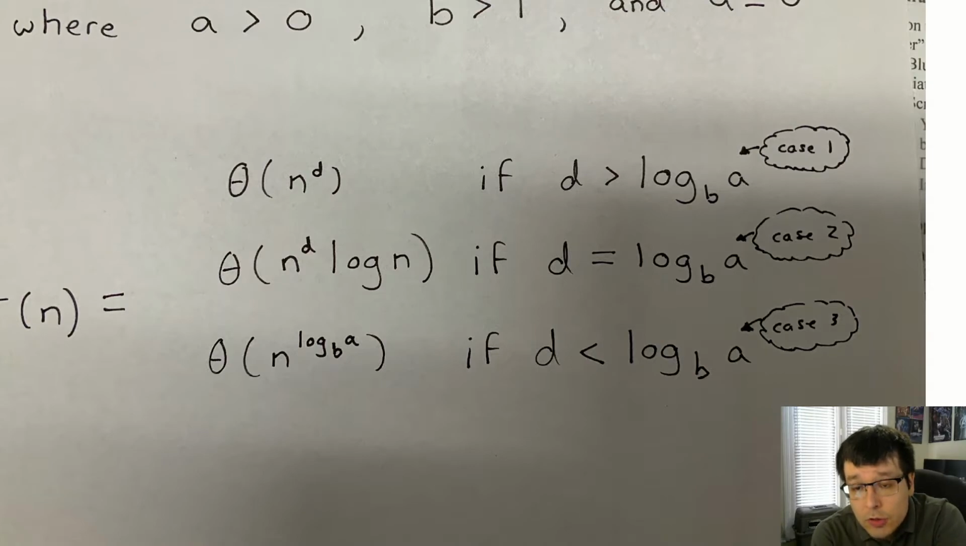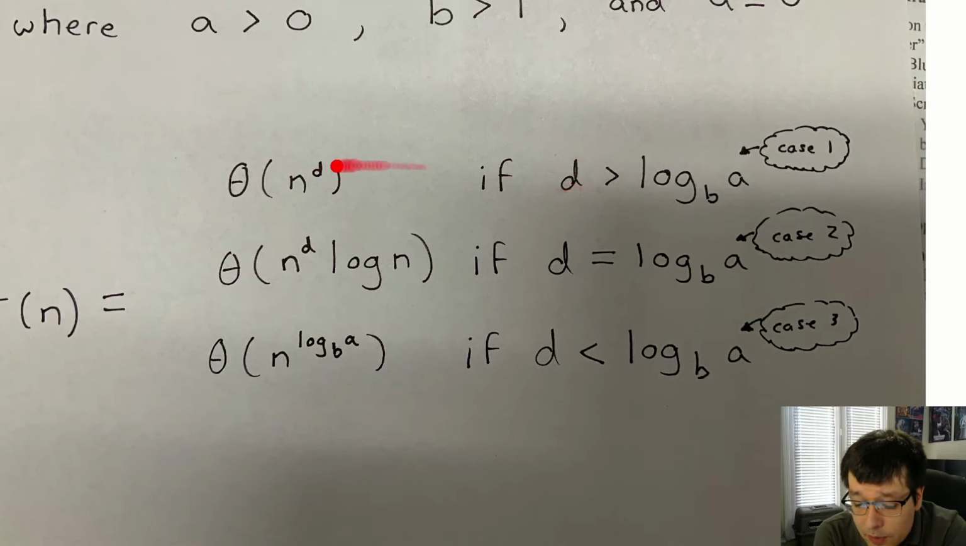Once you do that, you're about 99% done. The rest is that your solution is literally going to be right here, depending on those scenarios. So if d is greater than this value, then your solution is literally theta of n to the d power.